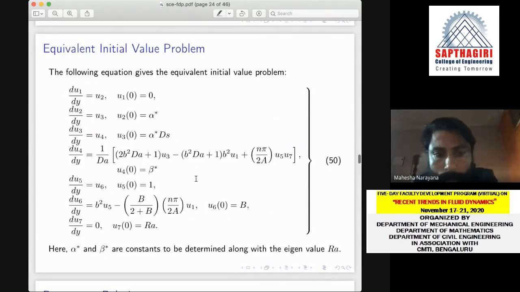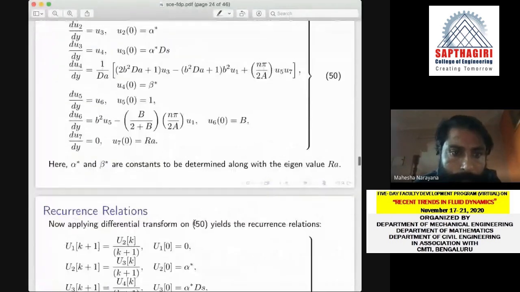So you could also view this method as kind of a shooting method, where a boundary value problem is converted into an initial value problem.